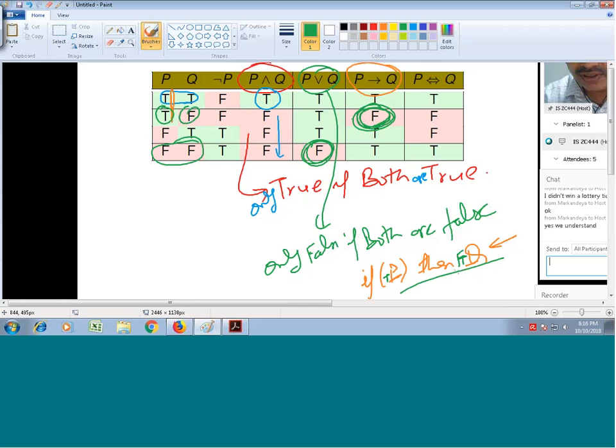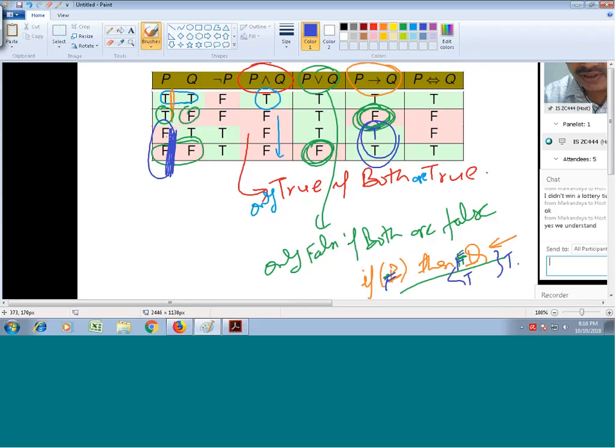Otherwise, if this is false, what would happen? The interesting condition comes when this particular thing is false. When this is false, this is false or this is true. In both cases, this statement is true. What does it mean? You understand? Why is it true in these scenarios? If the main condition is false, why is it true?